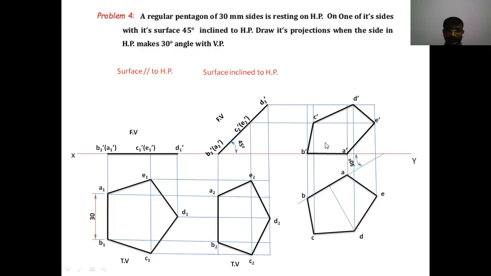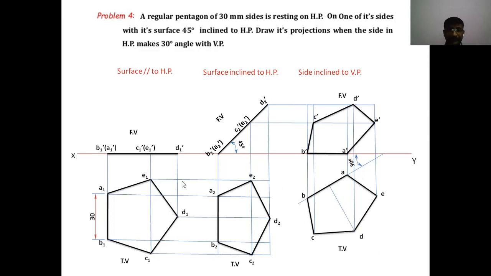It looks like this in the front view and top view after rotating in two positions. This is the front view and top view. Clear? This stage we get when the side is inclined to VP. These two stages we get when the side of the pentagon AB is inclined to VP. Inclined to VP means it is inclined to the XY line, below the XY line.